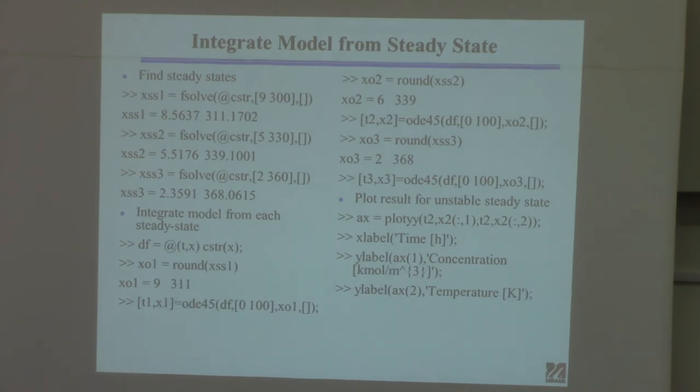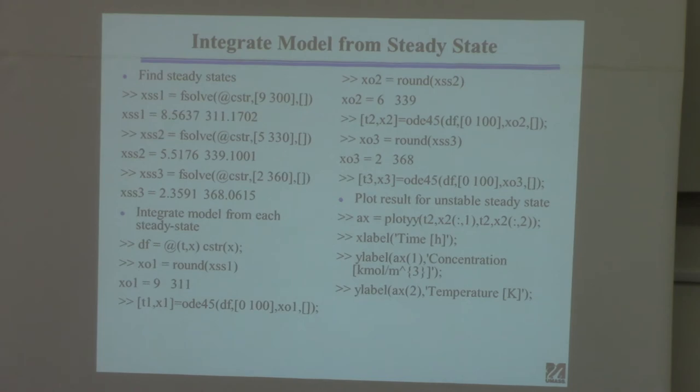All right, so now you have these three steady states. I'm sure some of you started to do this, right? First thing you want to do is issue this command. I already explained this to you, right? This takes the CSTR that has a single argument x and turns it effectively into a function that has arguments t and x, so you can use it with the integrators as well as fsolve.